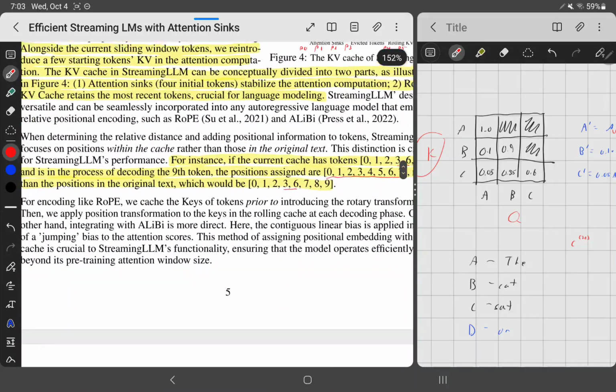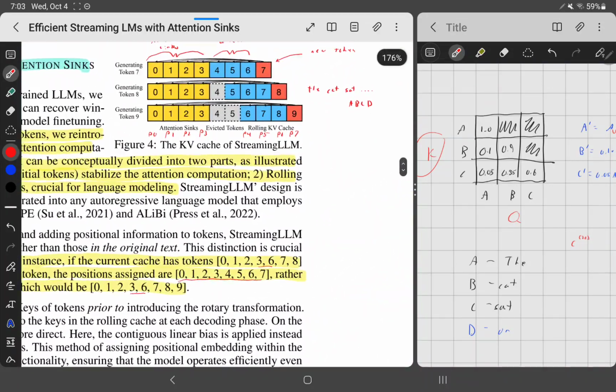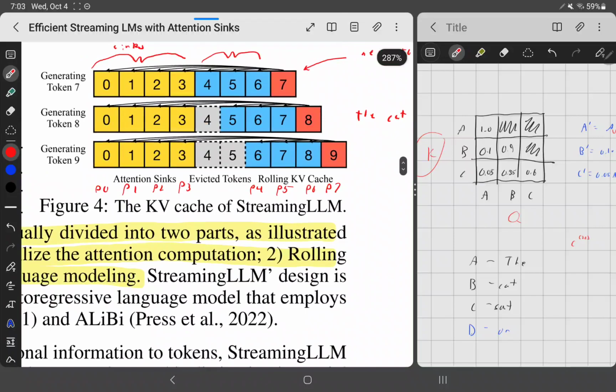They do make an important note. So the way they do the positional encodings is not like you would think. You may think that the positional encodings would be sequential.